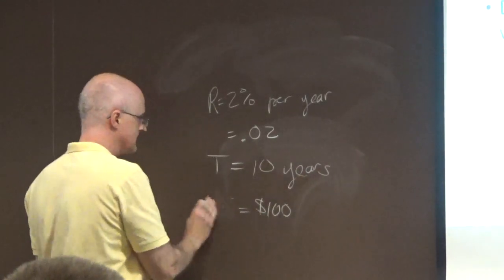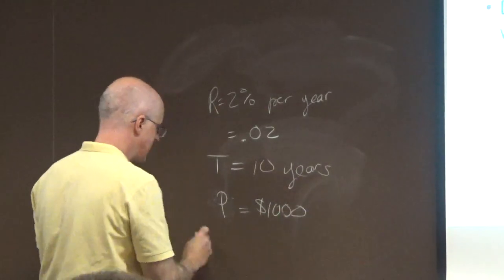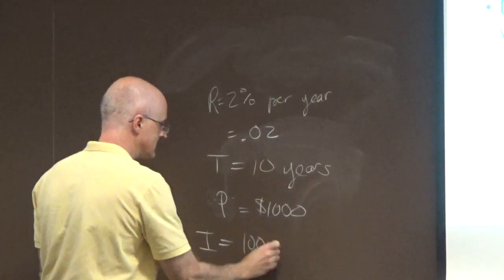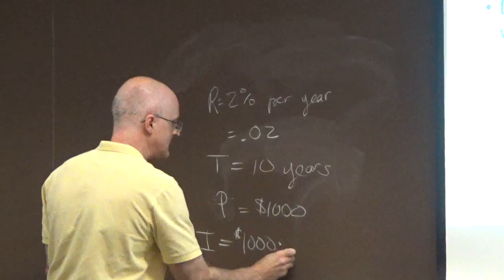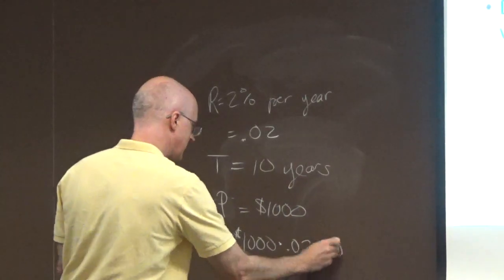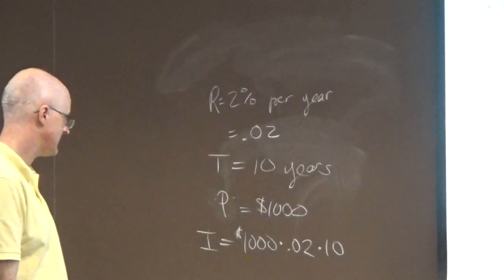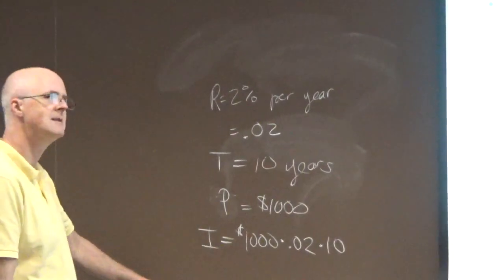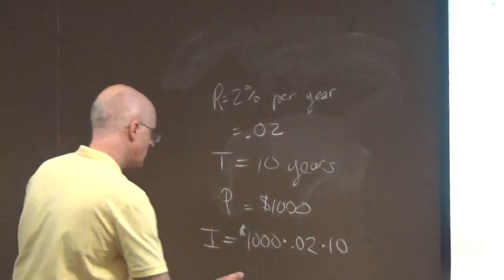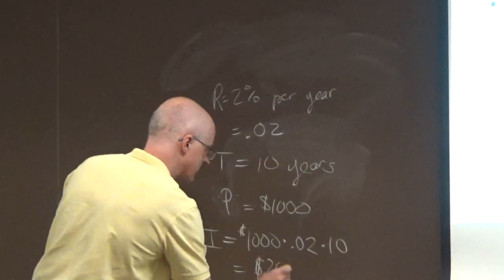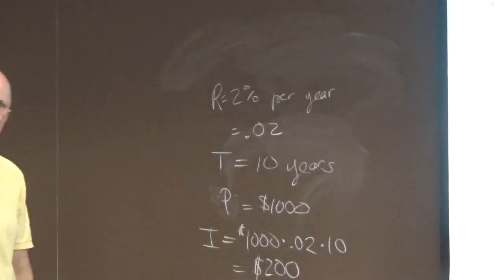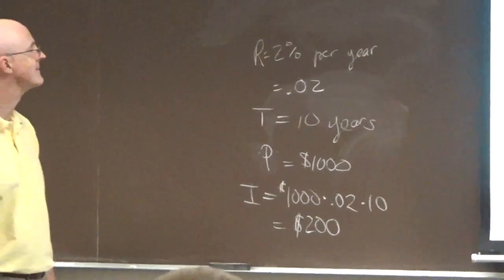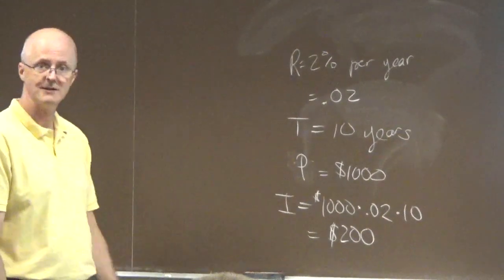Oops, that's P, sorry. $1,000, then I is going to be PRT, $1,000 times 0.02 times 10, and what is that going to be, 200? Yeah, $200 of interest over those 10 years. Double check my mental arithmetic if you want. Yep, okay. So that's how you use that equation.